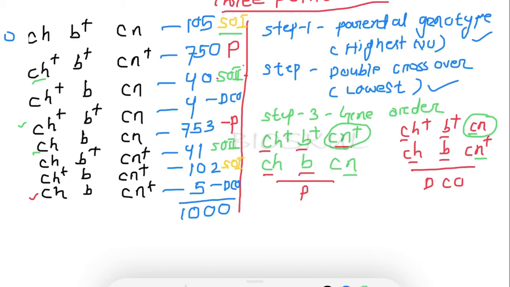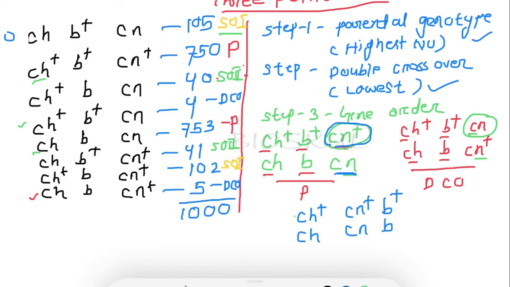The gene which is changed between the parent and the double crossover should be present at the middle. So what will be the gene order? It will be like this: CH plus, then in the middle the gene CN, then CN plus comes to the middle because here the gene is changed because of the double crossover. So I am writing down the parental genotype in this gene order: CH plus, then CN plus, then B plus. Similarly, this one will be CH, CN and B.